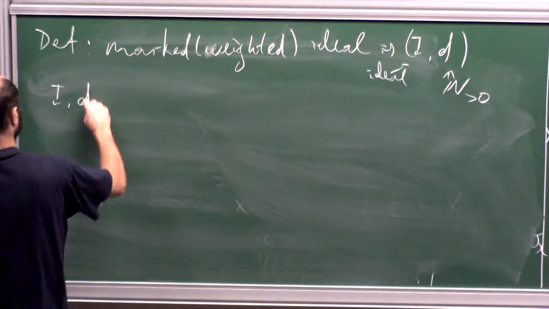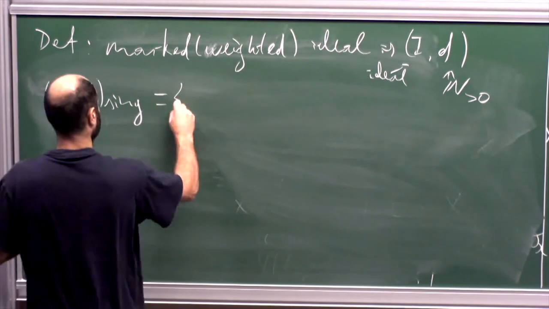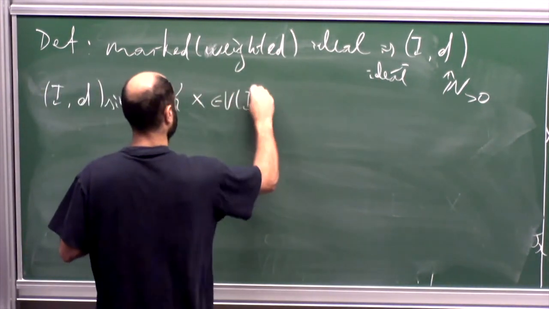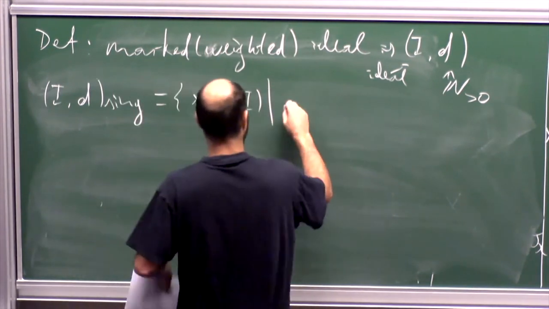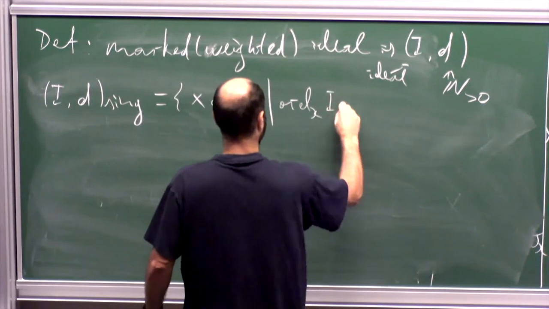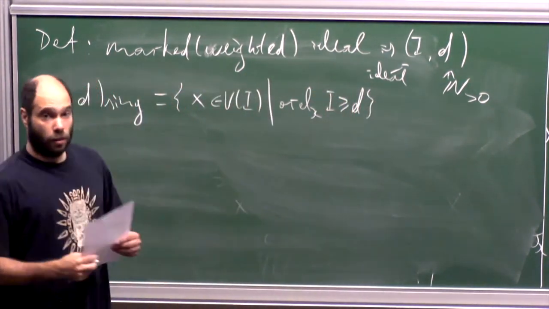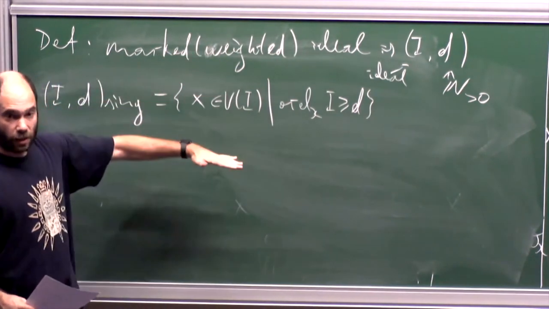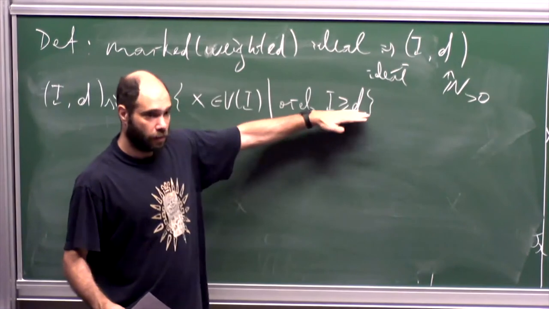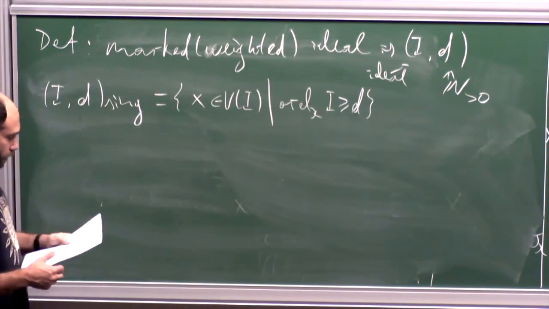But I will consider the singular locus of such a pair as all points in the vanishing locus of I such that the order of I at x is at least D. So we would like to reduce D, so it's natural that we look at places where the order is at least some number, and the formalism will work in such a way.